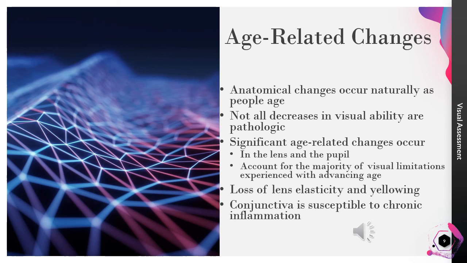The lens also yellows, and this yellowing tends to absorb and scatter blue light, making it difficult to see differences in shades of blue, green, and violet. The conjunctiva is susceptible to inflammation. Tear glands may also lose the ability to effectively lubricate the eyes, which will result in dry eyes.